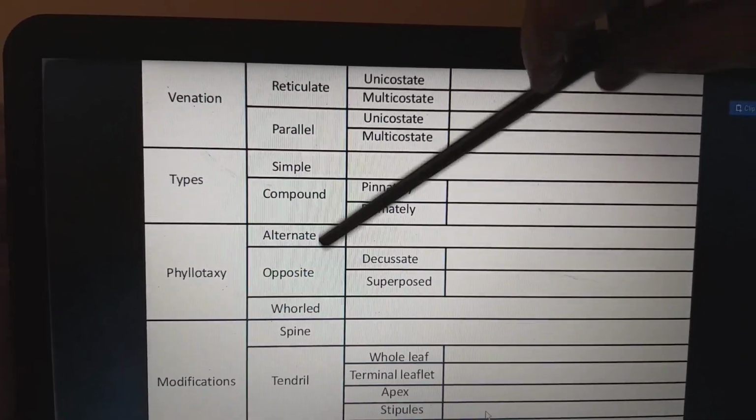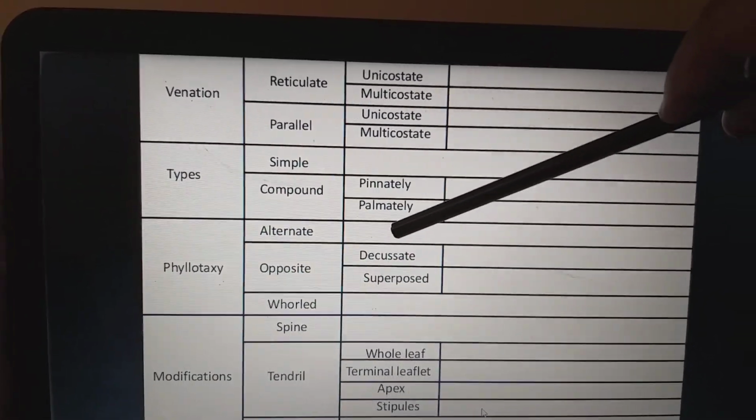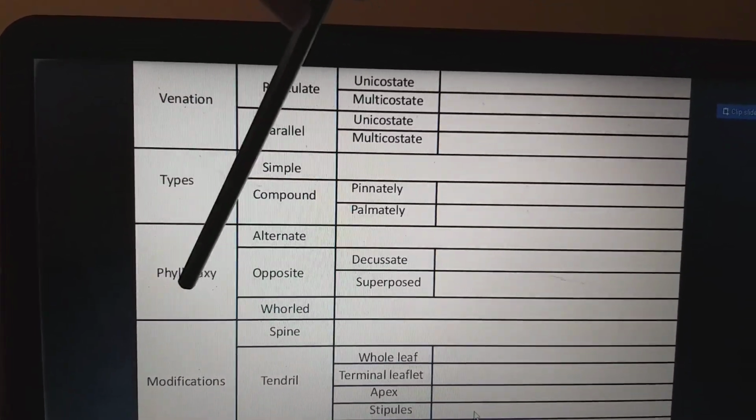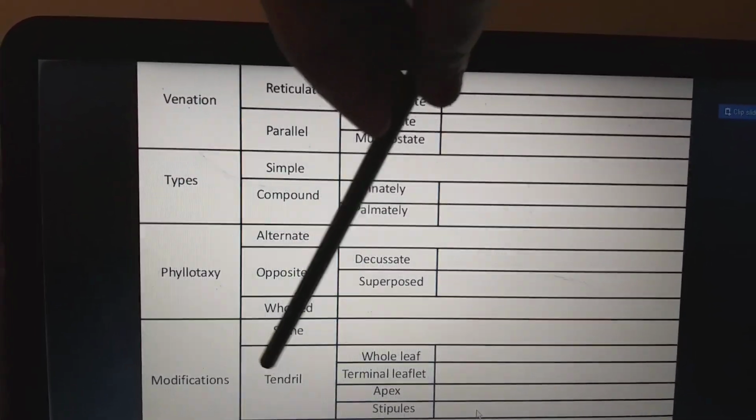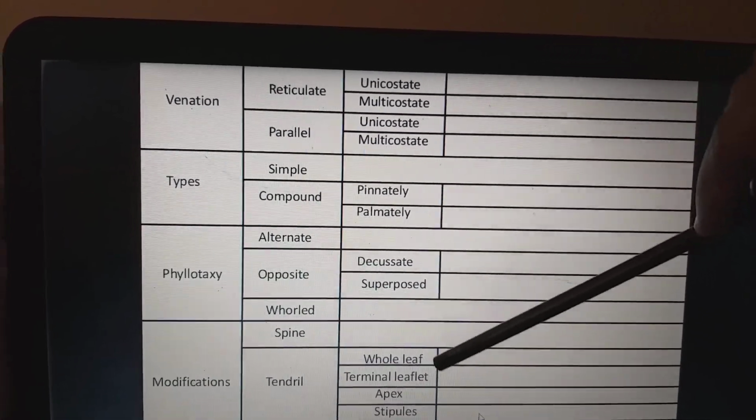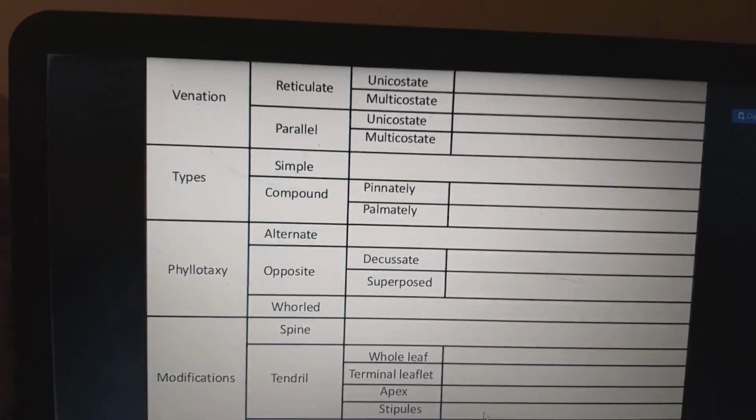Next, phyllotaxy, the arrangement of the leaves. We have the alternate, opposite, whorled. So coming to the opposite, decussate and superposed. And next, modifications. We have the spine, tendril, hook, phyllode. Coming to the tendril, we have the whole leaf, terminal leaflet, apex and stipules. These are all the modifications of the leaves.